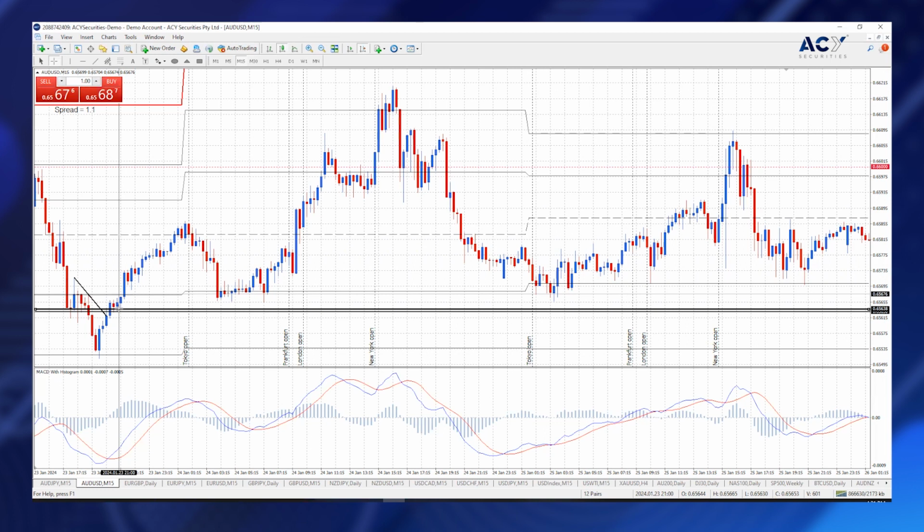Okay, that's all from me, folks. I really hope you've enjoyed this more detailed explanation of the dynamic intraday support and resistance strategy.